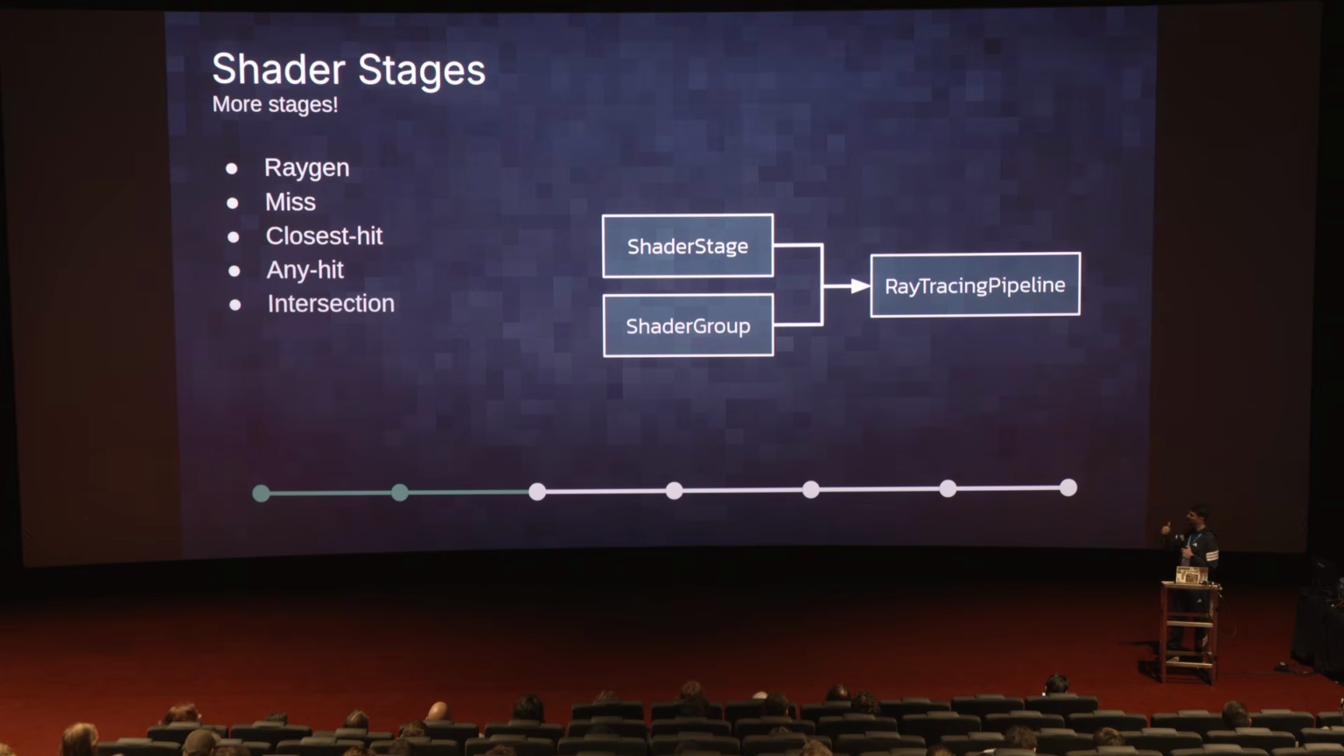And then we have the any hit shader, which is called every time the ray hits something. And this something doesn't need to be the first thing, the closest to the origin of the ray. So it might be useful for transparency. And then we have the intersection shader.